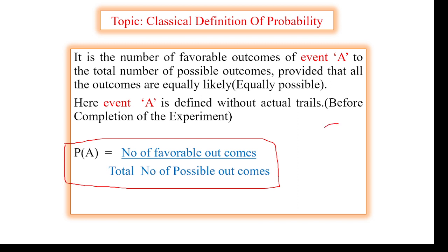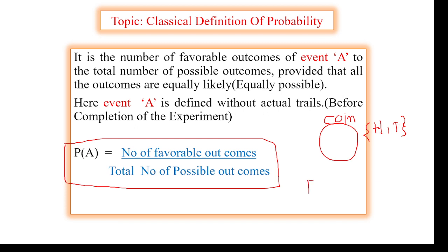If we toss a coin, it has two outcomes. One is head, one more is tail. So here the total number of outcomes are two, head as well as tail. So then what is the probability to get head here?